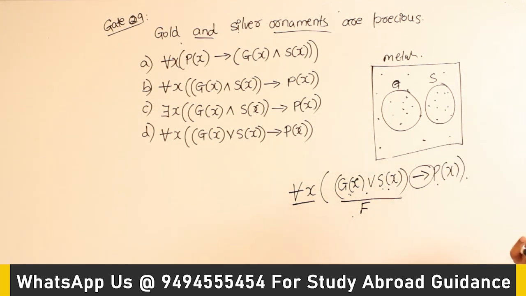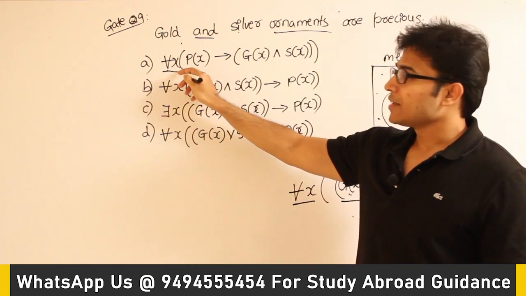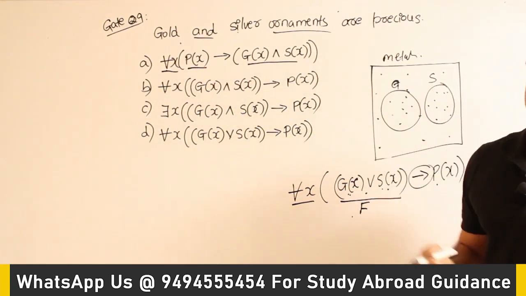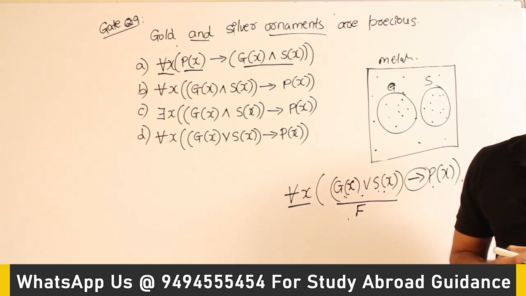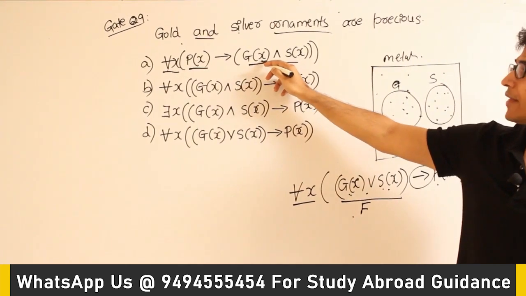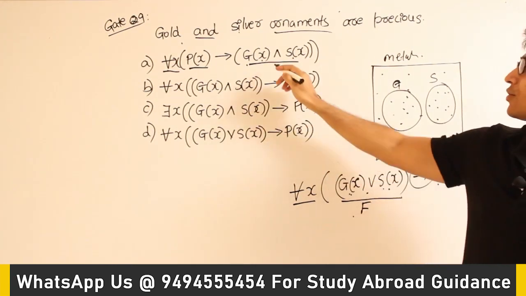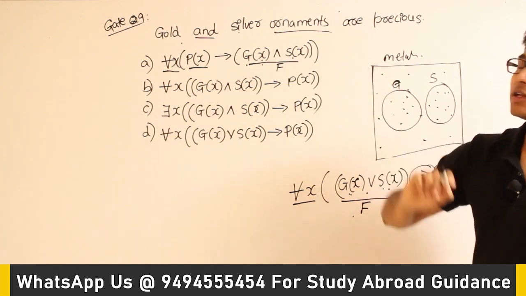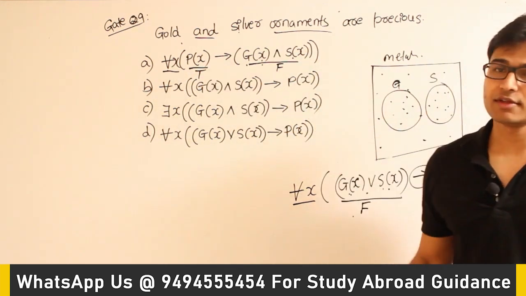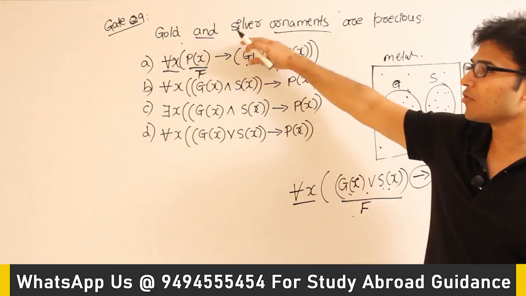Now let's try to see the options. What does this one mean? For all metals, if the metal is precious, then it is both gold and silver. That is always false. Why do you think that it is false? Because a metal can be either gold or silver. It cannot be both gold and silver. So this is always going to have a false value, right? If the metal happens to be precious, then this entire thing is going to be false. If the metal happens to be non-precious, then it is going to be true. But anyway, it is not what we wanted to express.